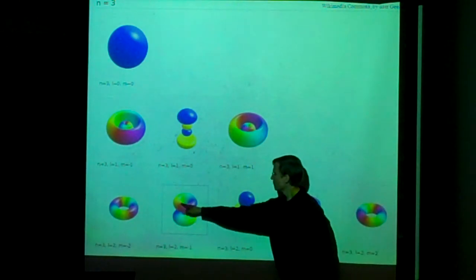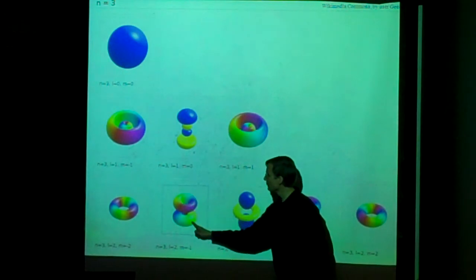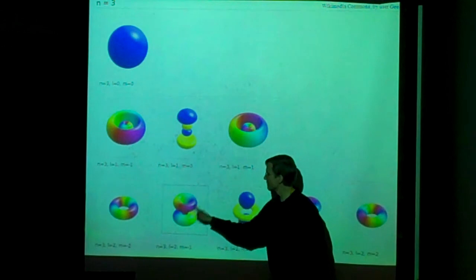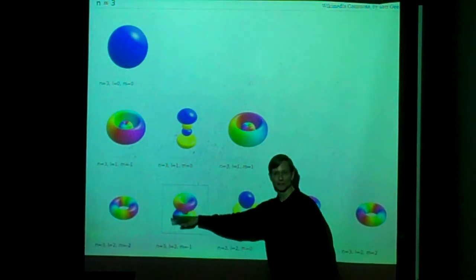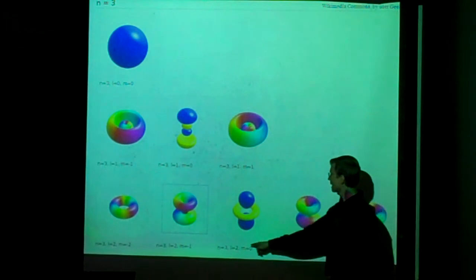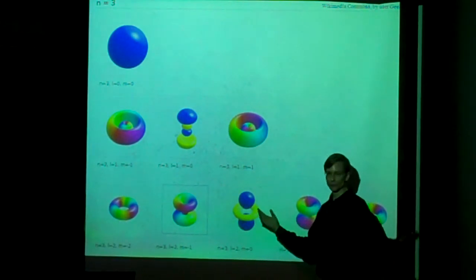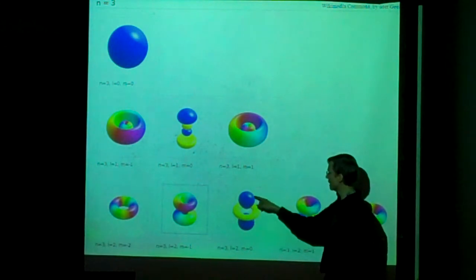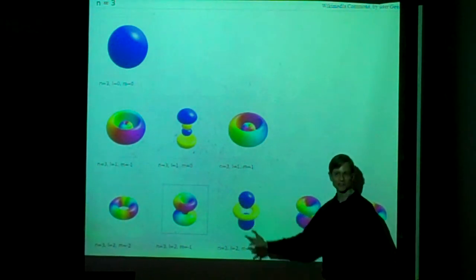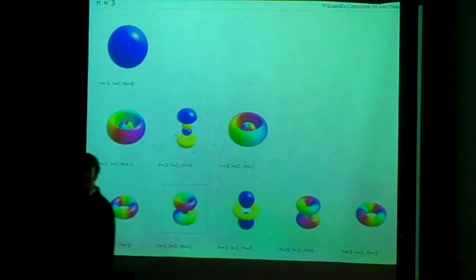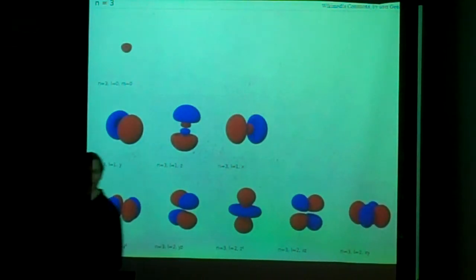This is m equals minus 1, so you go through every color of the rainbow. The complementary color is down here because the sign is opposite on the two sides of the xy plane in this case. Here we've got m equals 0, so you don't go through any phase as you go around. But on the other hand, you get blue versus yellow because of changes in the sign of the wave function and so forth. Here's the chemist version of the same things.